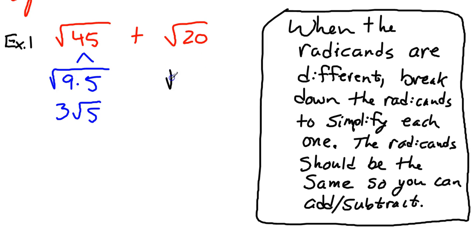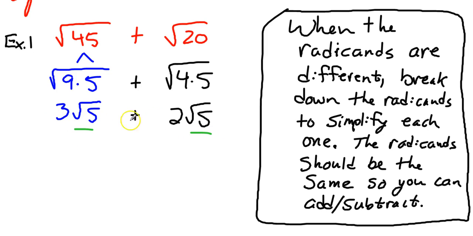If you take 20, break it down, it's 4 times 5. Square root of 4 is 2. So I'll leave you with 2 square root of 5. Now you've got the same radicands, where you've got square root of 5 and square root of 5. Now you can take the whole numbers, do 3 plus 2, and that would make it 5 square root of 5.